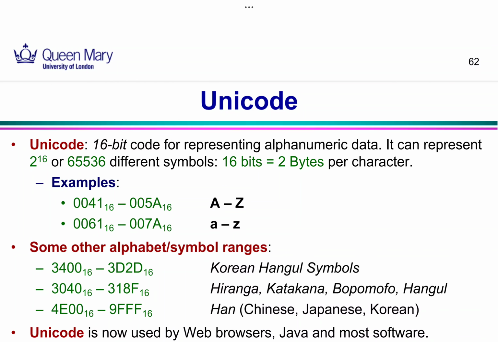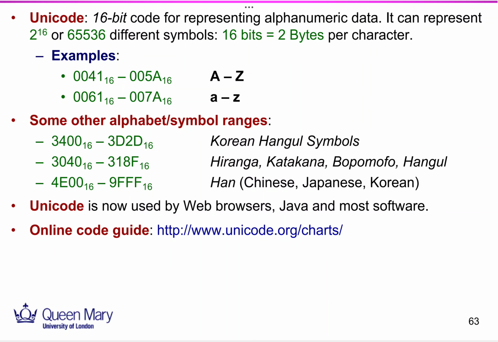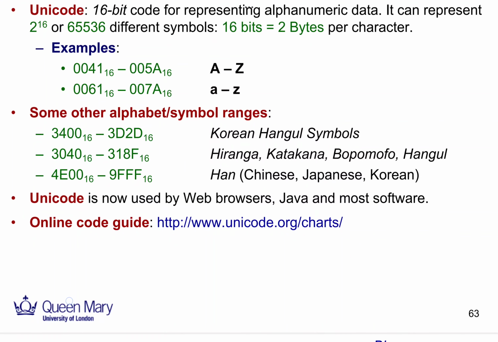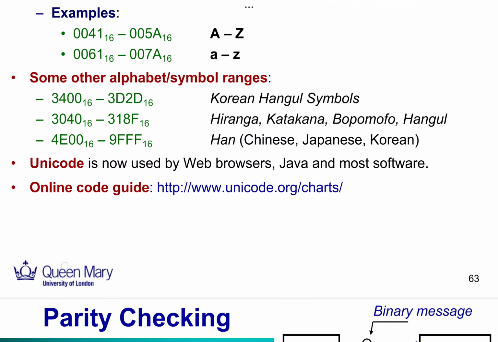Unicode means 16 bits to represent, so that is 2 bytes per character, so that some other alphabets, such as Korean Hangul, Chinese Han, and other alphabet symbols can be represented.